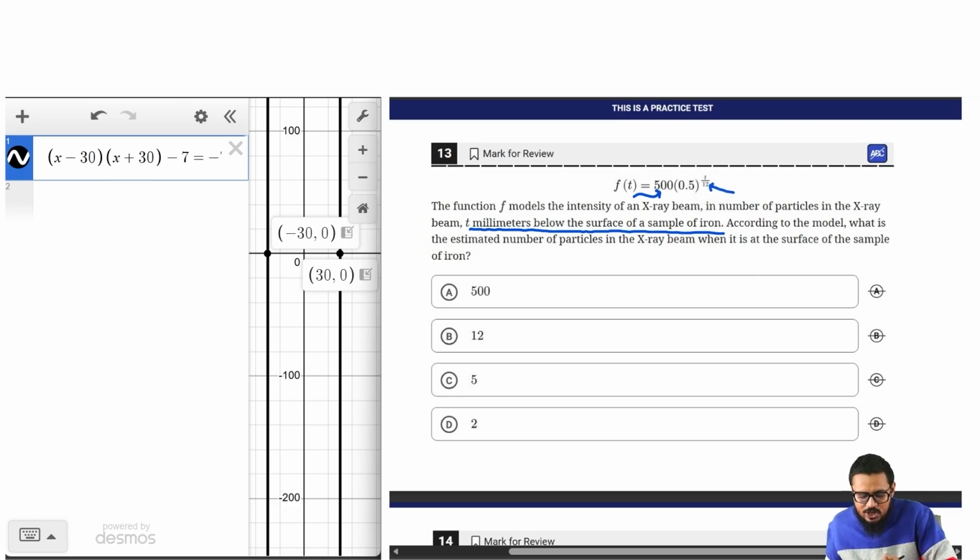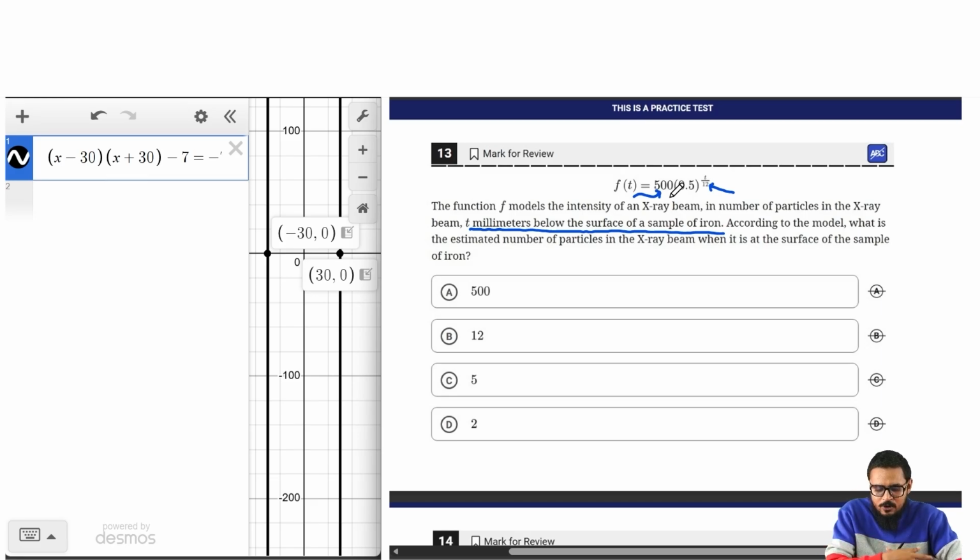once t changes by 12 units, right? t is something in millimeters, so I can say that we started with an initial intensity of 500, and that intensity is actually decreasing by 50% once millimeters change by 12 units. So when there is a change of 12 units in your millimeters, the value of y, or the intensity of this X-ray beam, actually decreases by 50%, right?